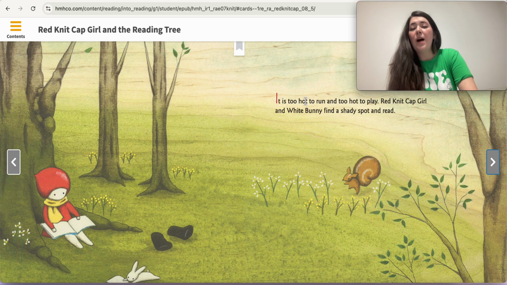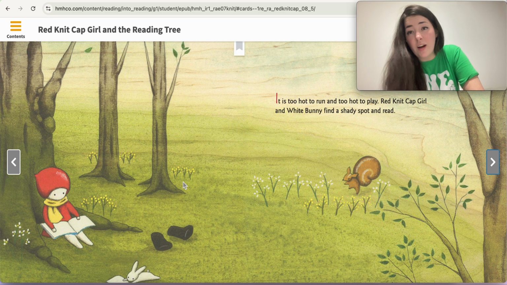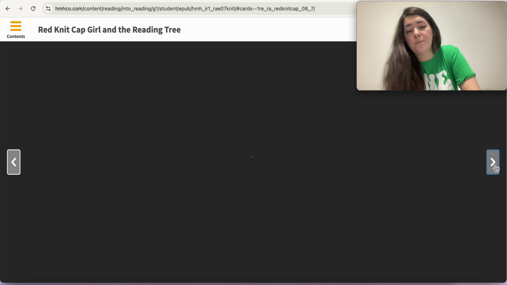It is too hot to run and too hot to play. Red knit cap girl and white bunny find a shady spot and read. So it's too hot outside to run and it's way too hot to play, so they're going to sit in a shady spot to read. The bunny, white bunny, and red knit cap girl.